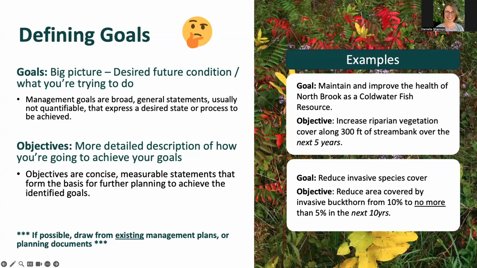We're going to then apply a climate adaptation filter to your project throughout the training. So you don't need to worry about including climate change now in your goals and objectives. In fact, it's better if you don't.